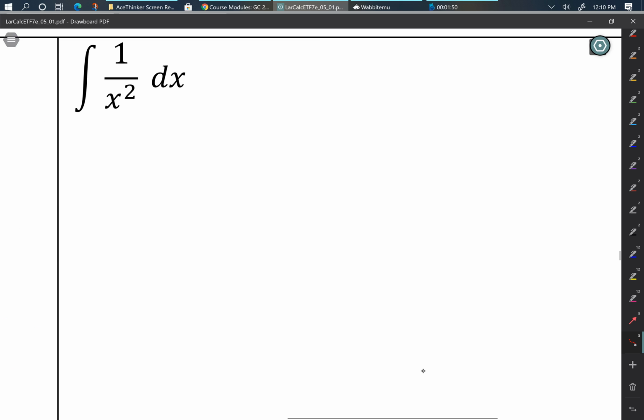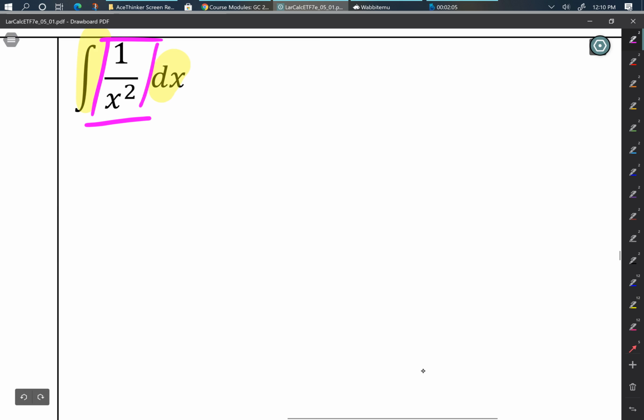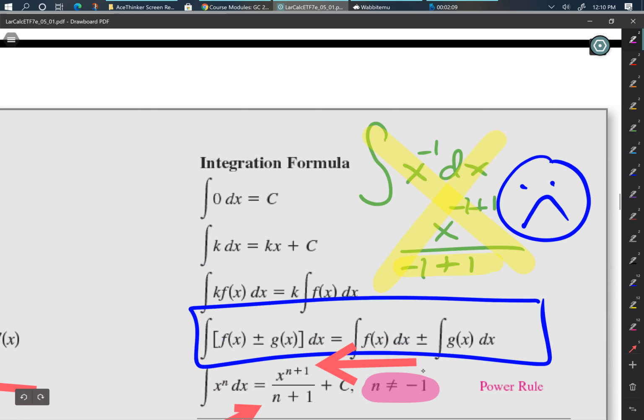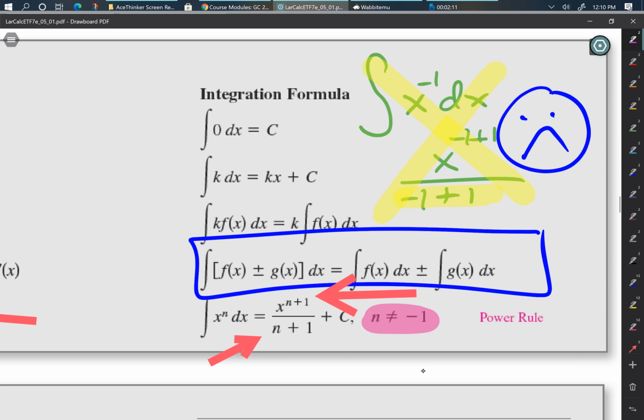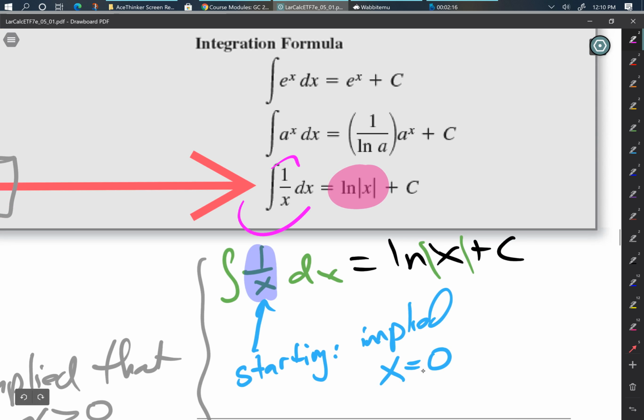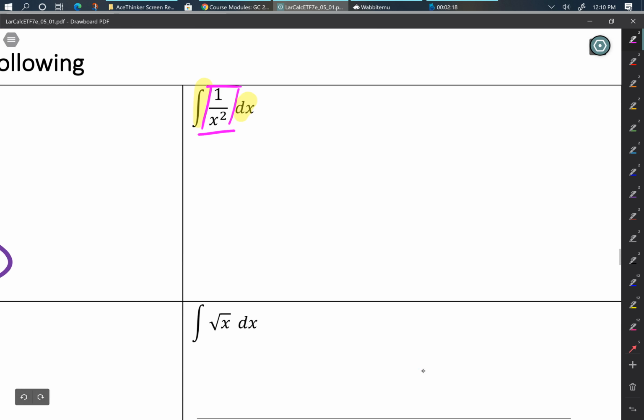My job is to do an indefinite integral. I've got my operator there that tells me that I'm doing an indefinite integral. My differential dx tells me that the independent variable is x. 1 over x squared is my integrand. Problem is, when I went through all my rules up here, I don't have a rule for 1 over x squared. I've got a rule for 1 over x, but not 1 over x squared.